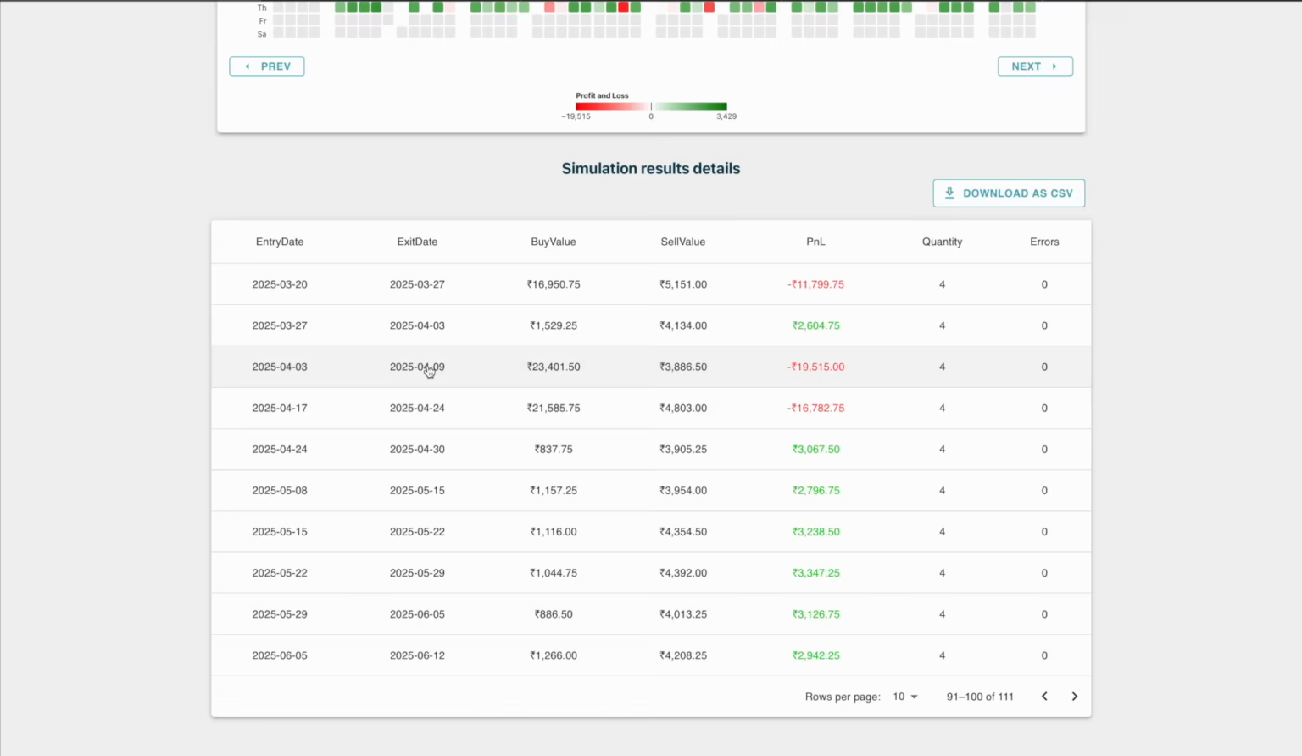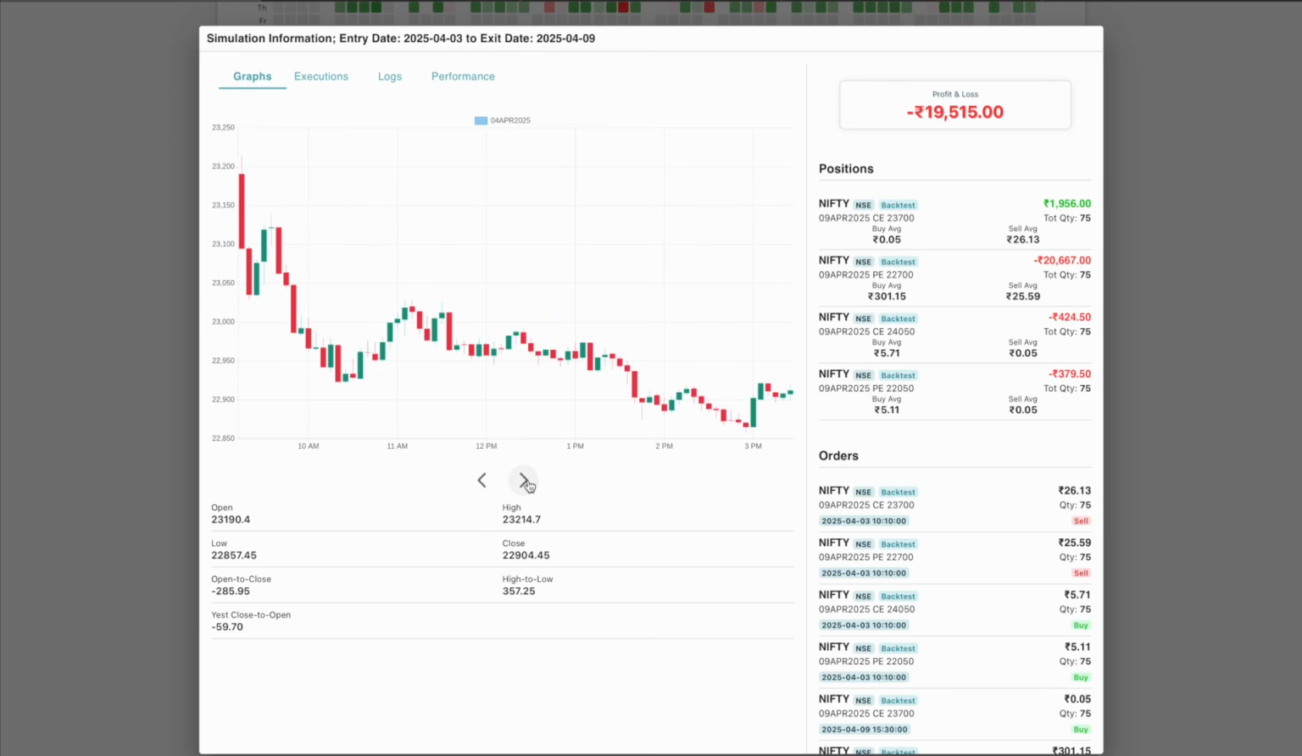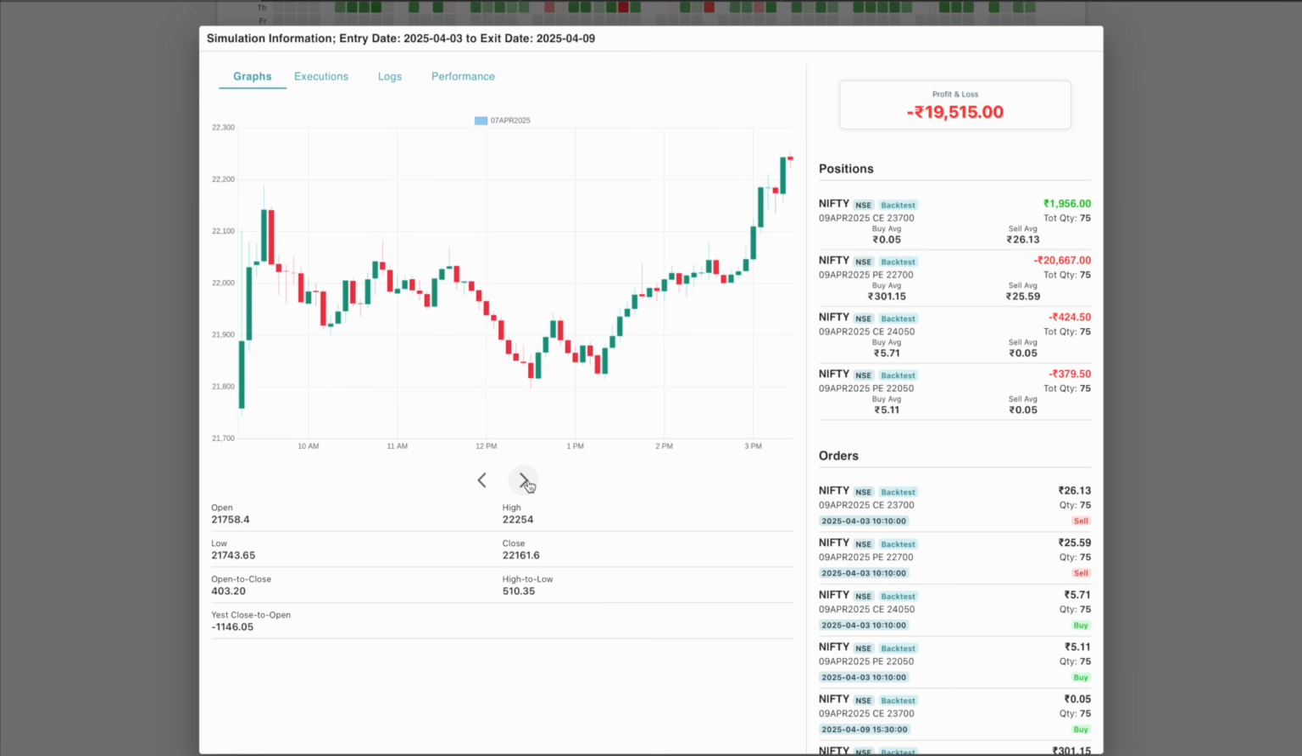Let's verify what happened during April 3rd and April 9th. While we are in trade on April 7th, the market opened a gap down of almost more than 1100 points. When the market falls that much, right at the start, honestly, there's nothing a trader can do. Even though the market recovered later, the damage was already done.